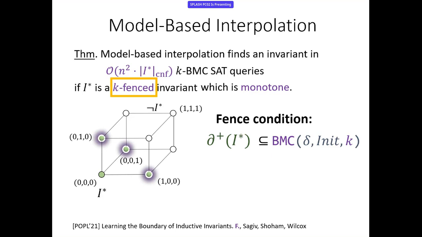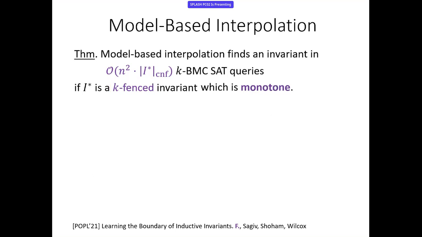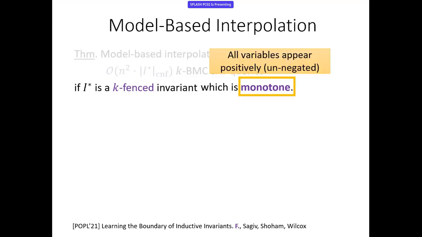Also, in every safe system, there's at least one invariant that satisfies this fence condition with a large enough k. So this fence condition is cool. The challenge is the fact that we also require another condition, that the target invariant be monotone. And being monotone means that we can write the formula without using negations.